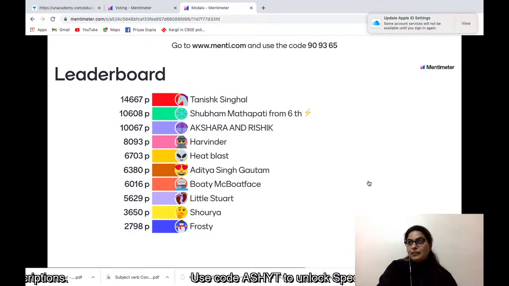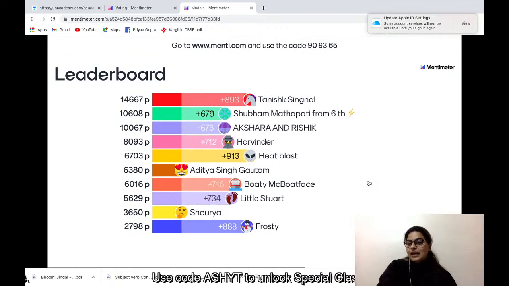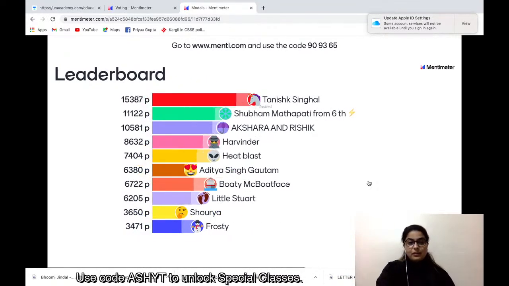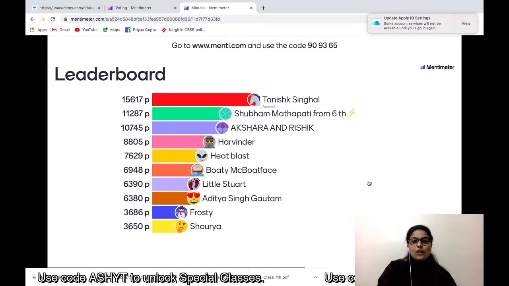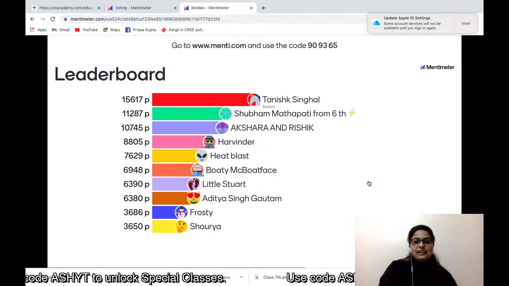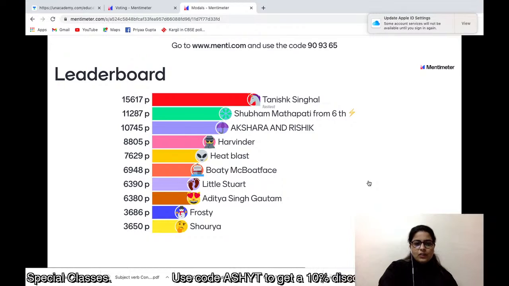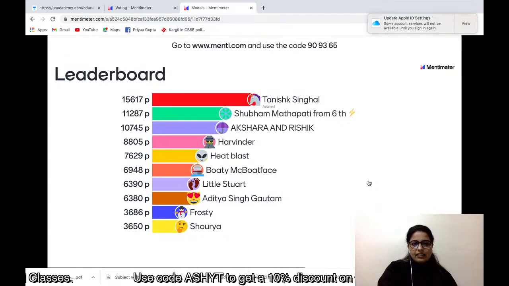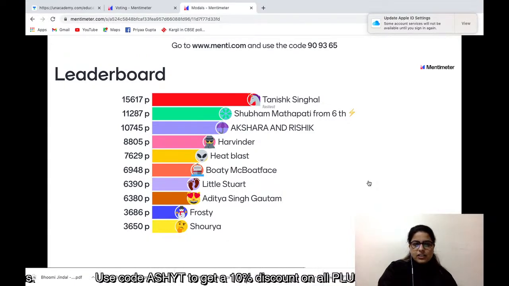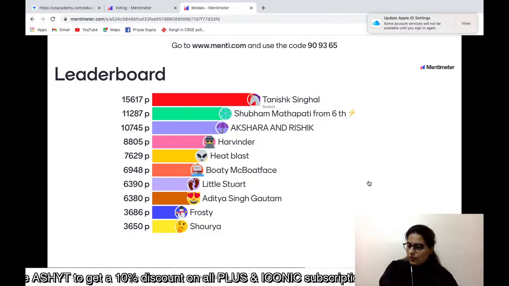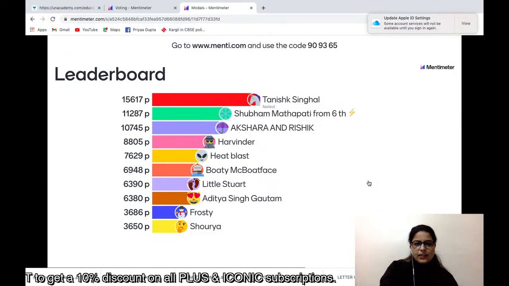We all need to be very, very cautious. While we are solving it, we should remember the rules and the usage, of course, and only then we can do it, ladies and gentlemen. So we have the scoreboard on the screen. Tanesh, Shubham, Akshara, and then Harvinder. Heat Blast, Boti, Little Stuart, Aditya, Frosty, and Sharya. I think the people at the end, they are not here anymore. But those who are here, buck up. Moving ahead. What's your name, Divya? I can't see your name here.